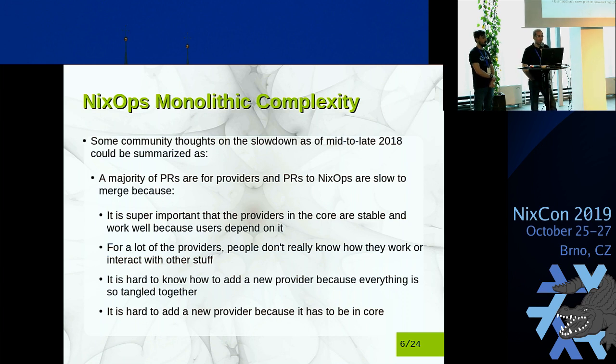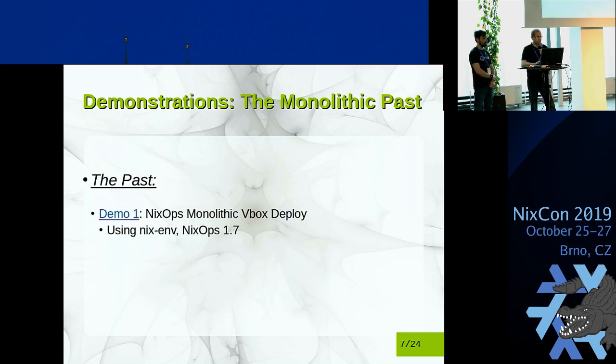PRs to NixOps were very slow to merge because it's super important that they work, are stable, and don't break anything else because users depend on it. For a lot of the providers, people don't really know how they work or interact with other stuff. It's hard to know how to add a new provider because everything is so tangled together. So it's really hard to add a new provider because it has to be in core, and Sam's earlier introduction kind of speaks to that.